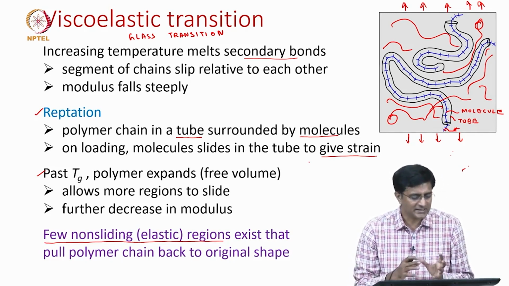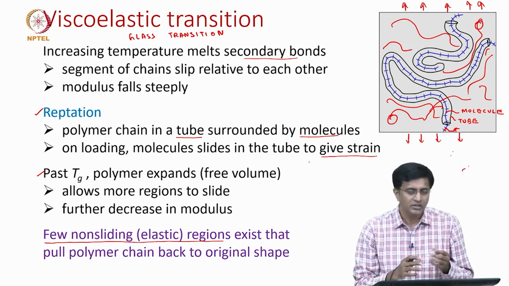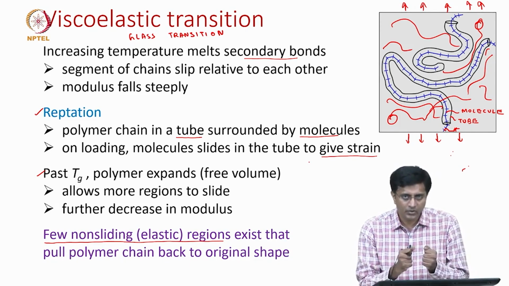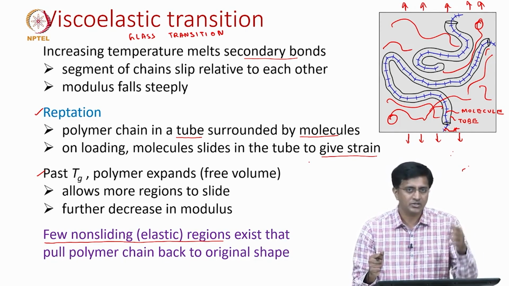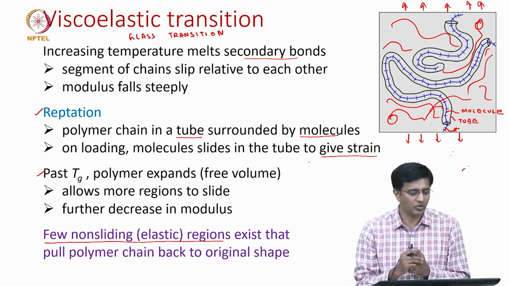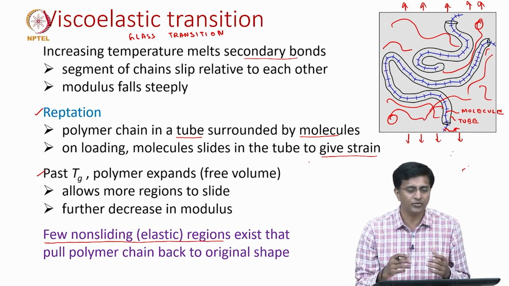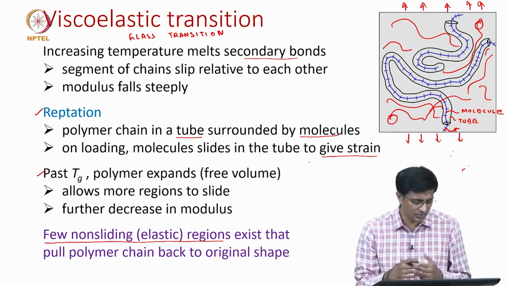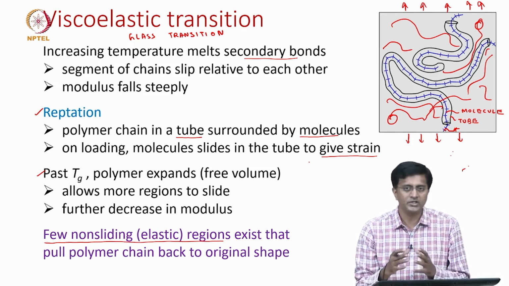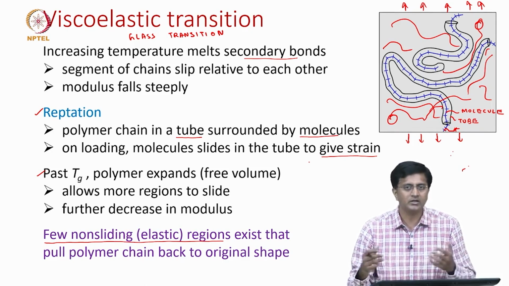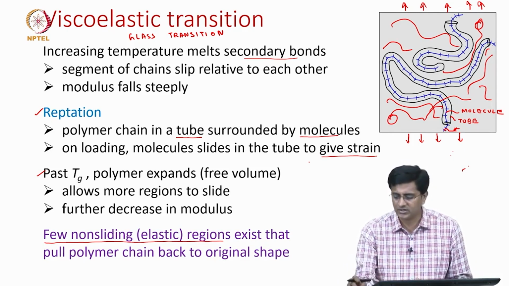So, what we are seeing in this glass transition is that there are two things which help to achieve these large strains, or the large decrease in the modulus. These are the reptation mechanism and the increase in the free volume, which leads to movement of these chains, and that explains the large changes in the modulus.